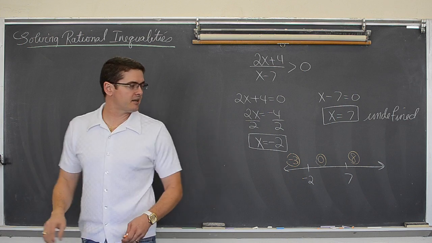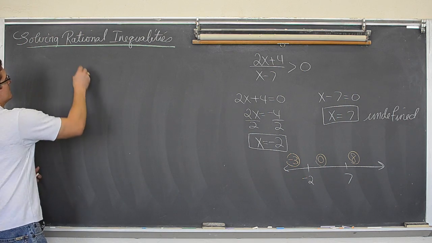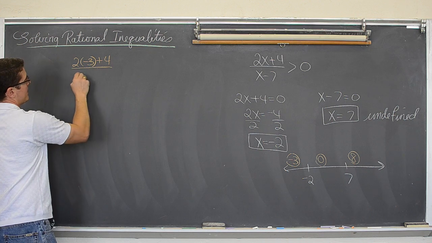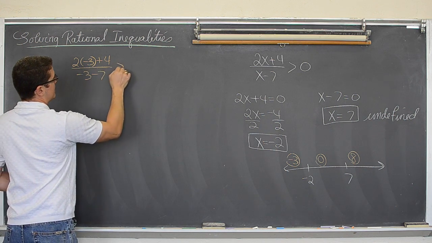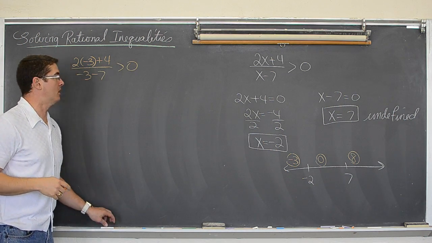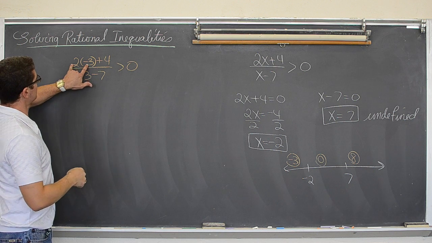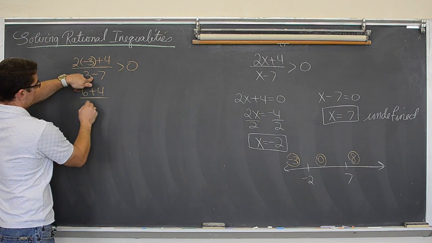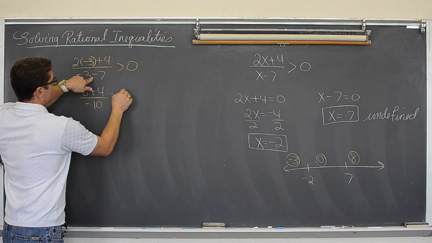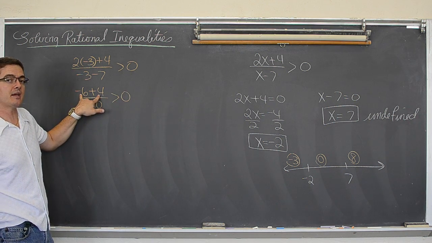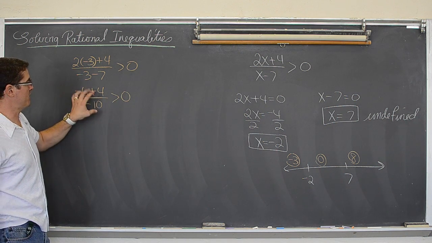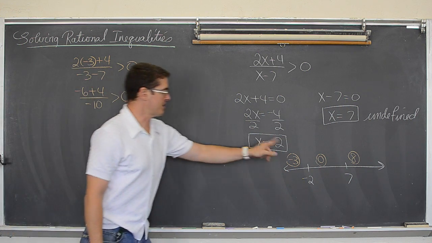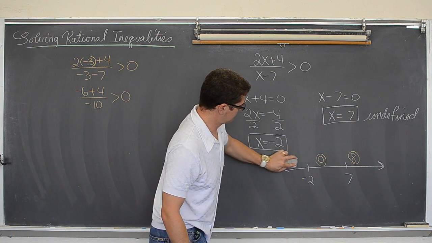So let's check negative 3. So 2 times negative 3 plus 4 over negative 3 minus 7. Is that going to give us an answer greater than 0? Well, that's negative 6 plus 4 over negative 10, which is negative 2 over negative 10. When you divide two negative numbers, you get a positive answer. So this interval worked.